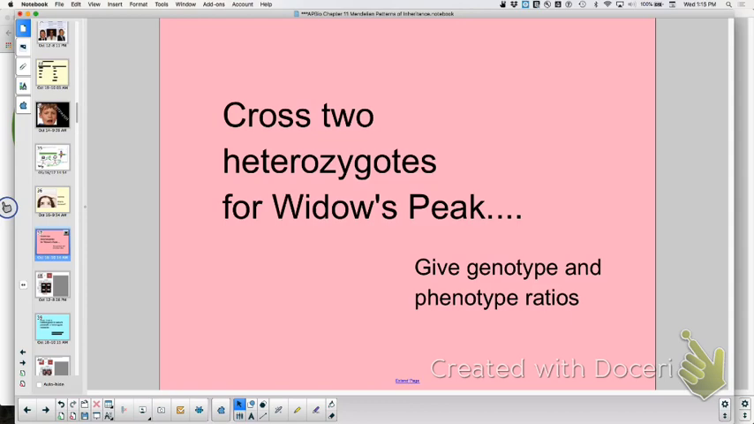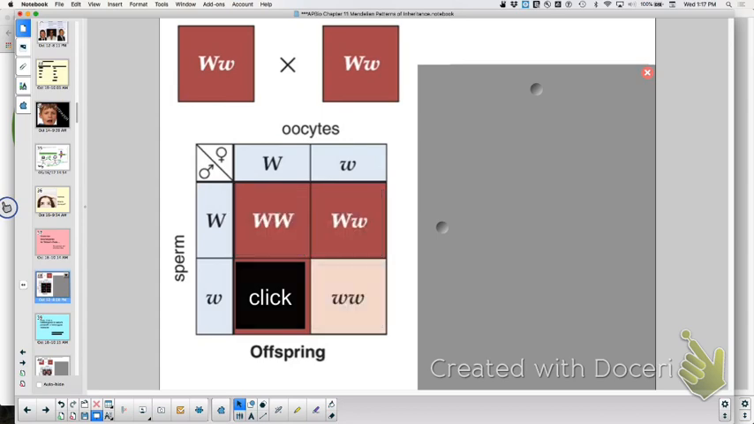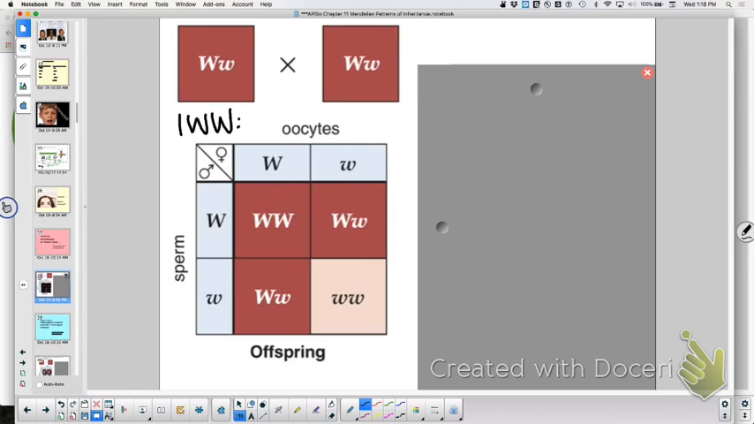I'm going to pause you. Okay, did you set it up like this? 2 heterozygotes. And when you got your data, was it this? Okay, what is the genotype ratio? 1 what? Big W, big W. Go ahead. And?